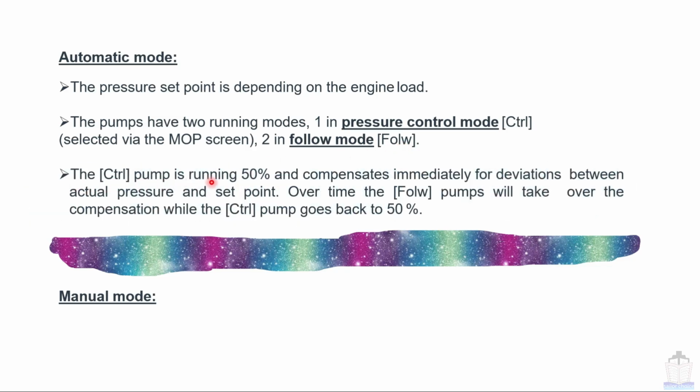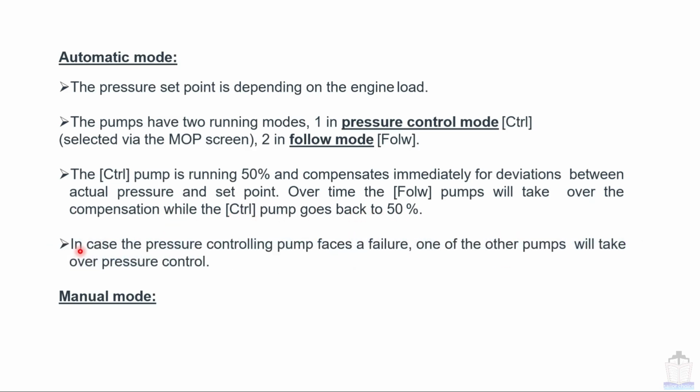The control pump is running 50% and compensates immediately for deviations between actual pressure and set point. Over time, the follow pumps will take over the compensation while the control pump goes back to 50%. In case the pressure controlling pump faces a failure, one of the other pumps will take over pressure control. That we have already discussed. Now going to explain these two, and also regarding this third point we will see with some examples.